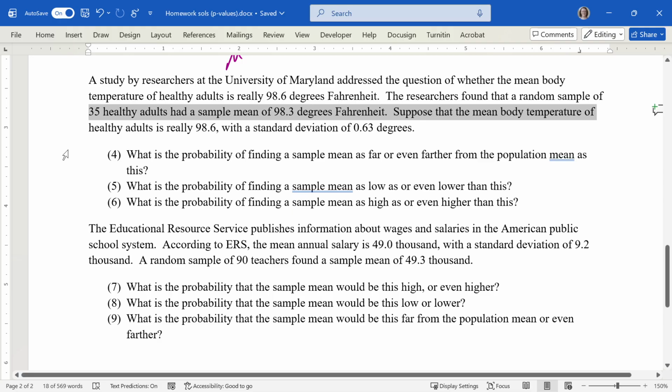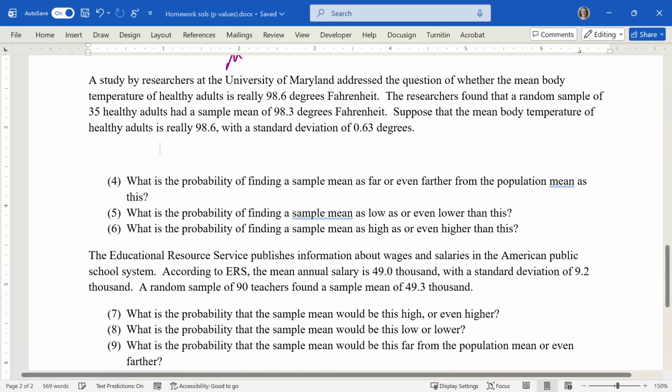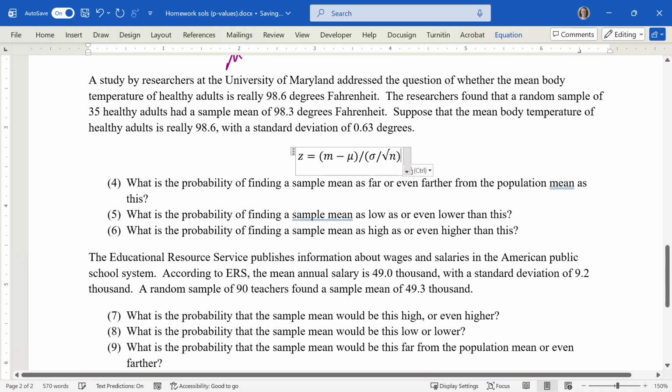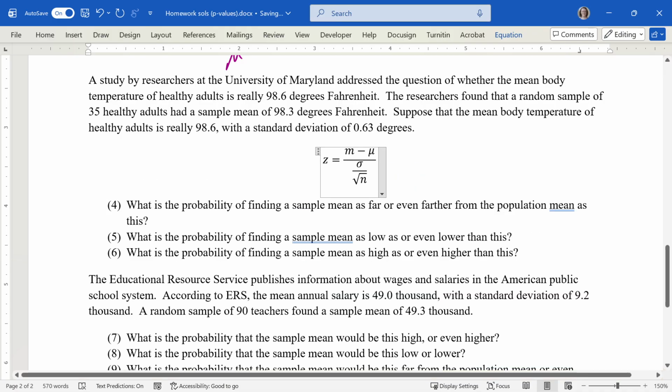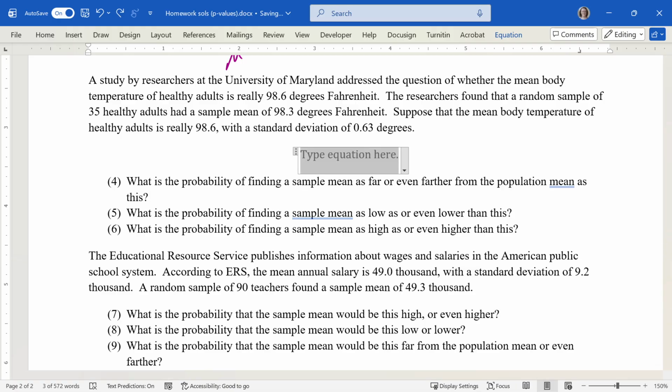Okay, so what is the probability of, we're looking at as far or farther first, then as low or lower, and then as high or higher. So we're going to do the two-tailed one first with as far or farther. But before we do that, we need the z-score, and to do the z-score, we need these 4 values. So let's go ahead and do that.